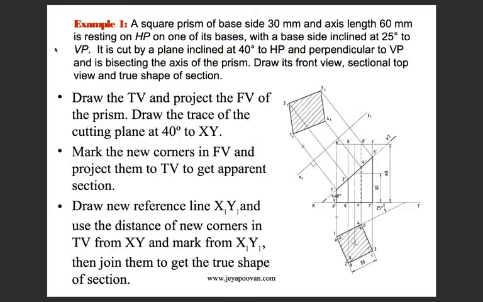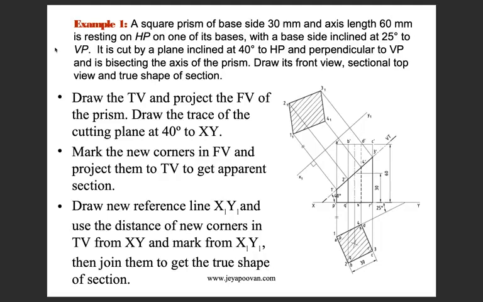So here is an example. A square prism of base side 30 mm and axis length 60 mm is resting on HP on one of its bases, with the base side inclined at 25 degrees to VP. It is cut by a plane inclined at 40 degrees to HP and perpendicular to VP, and is bisecting the axis of the prism. Draw its front view, sectional top view and the true shape of the section.